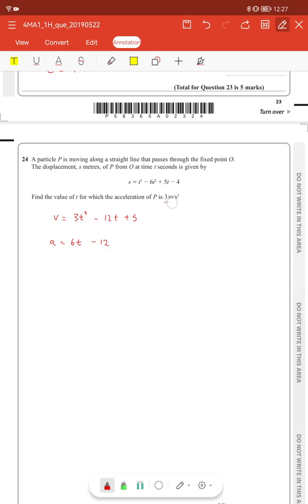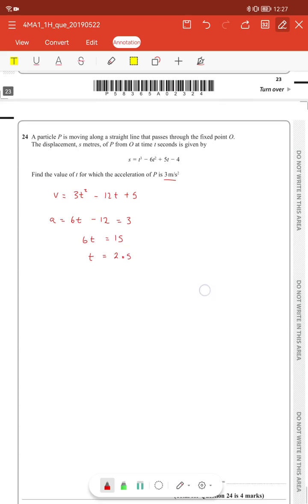And we want it where the acceleration is 3. So we just make it equal 3. So we get 6t is equal to 15. And t would equal 15 divided by 6, which is 2.5 seconds.